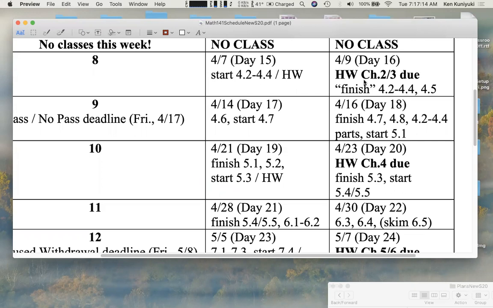Now, the homework is not due until Thursday, April 9th, midnight. The homework for chapters 2 and 3 only will be due by midnight on Thursday, April 9th. So no trig will be due Thursday. No chapter 4 will be due on Thursday, although I hope you will be keeping up. This is fairly basic trig, but I do hope that you keep up with the homework even through this Thursday.